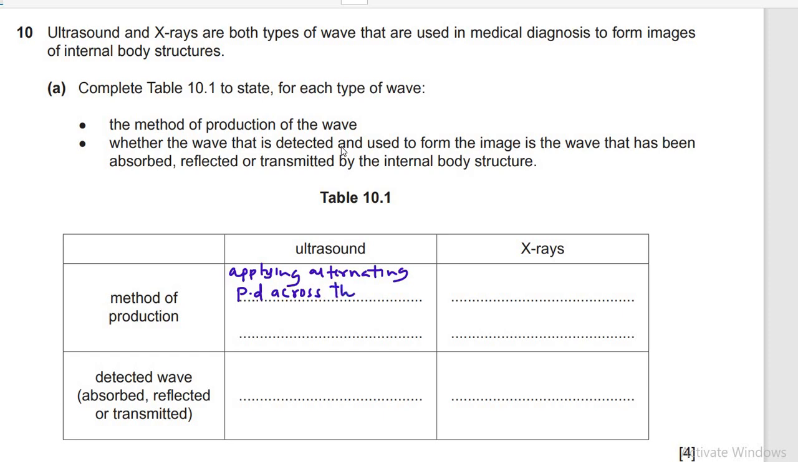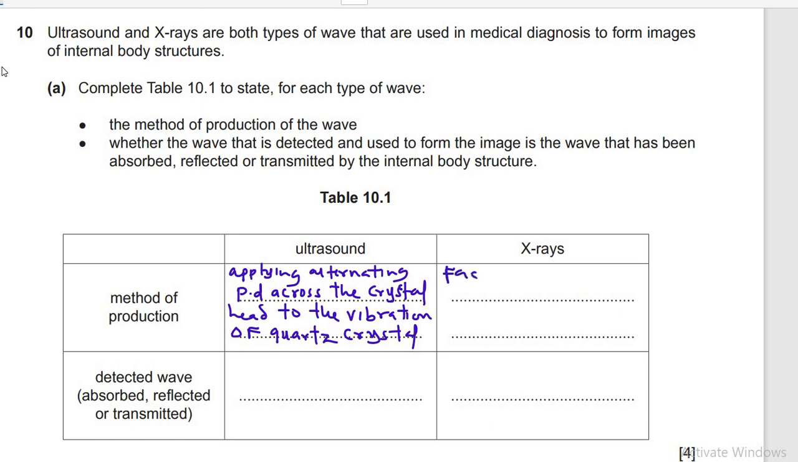across the crystal, or piezoelectric crystal. Applying an alternating PD across the crystal leads to vibration of the quartz crystal. That is the short summary of it.